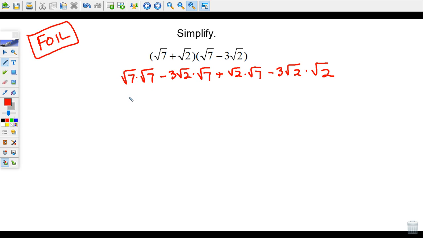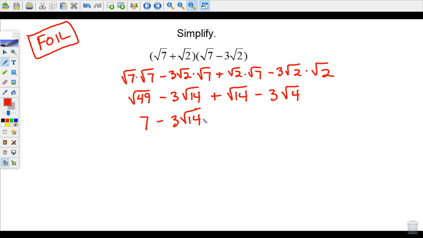Radical 7 times radical 7 is radical 49. When we multiply these, we can multiply the two numbers under the radical. Minus 3 times radical 14 plus, multiply these two, radical 14, minus 3 times radical, that would be 4. 2 times 2 is 4. Now let's simplify even more. So this is a perfect square. That's 7. I don't believe we can simplify radical 14. No perfect square factors. So minus 3 radical 14 plus another radical 14.